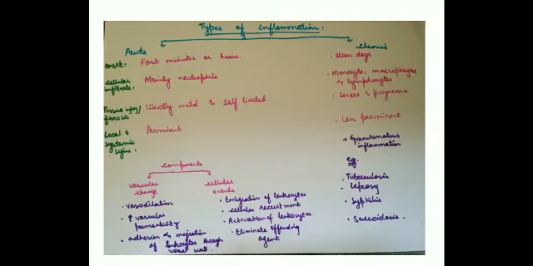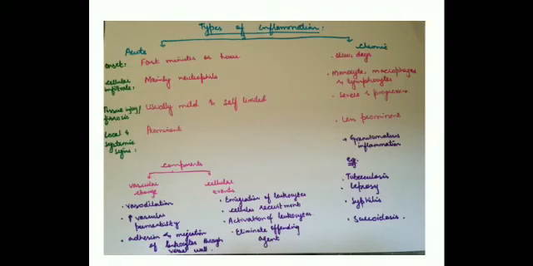Let's talk about the chronic inflammation. Over here I have written granulomatous inflammation. What do you mean by this? It is a distinctive pattern of chronic inflammation, and it is characterized by activated macrophages and scattered lymphocyte. Its examples include tuberculosis, leprosy, syphilis, and sarcoidosis.